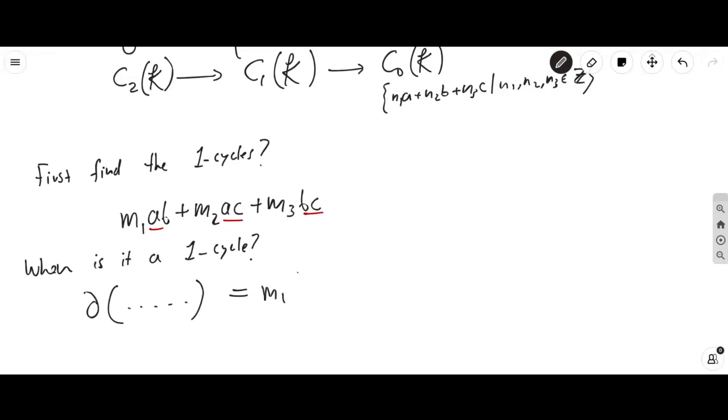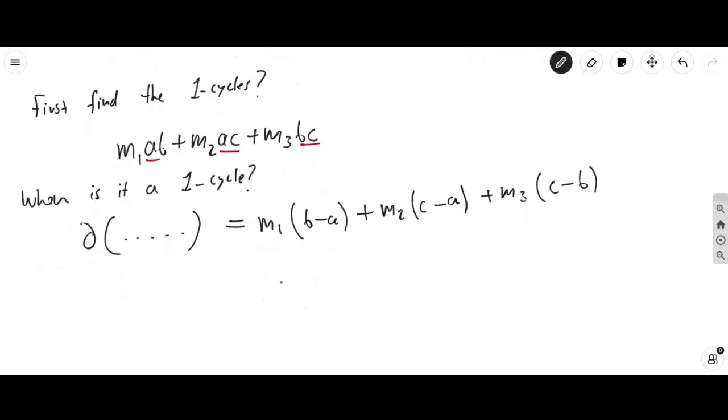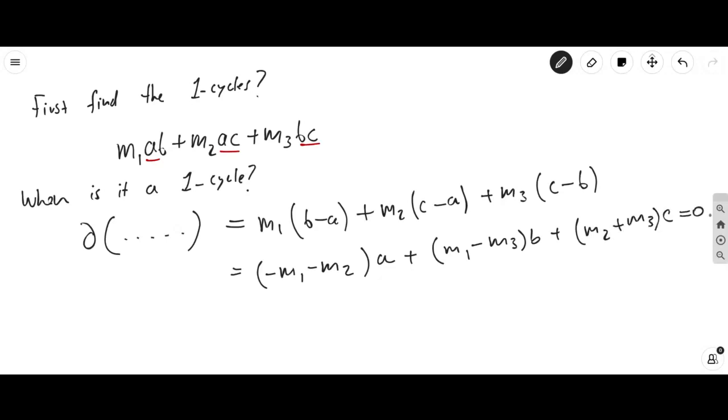So you will have M1 (B minus A), plus M2 (C minus A), plus M3 (C minus B). Now if you reorganize it, the coefficient on A would be negative M1, negative M2. The coefficient on B will be M1 minus M3. And the coefficient on C would be M2 plus M3. And we want that to be equal to 0.